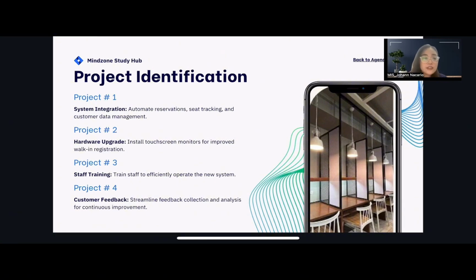Project number 3 is staff training. So we will be needing to train staff to efficiently operate the new system. And project number 4 is customer feedback, wherein we will streamline feedback collection and analysis for continuous improvement.